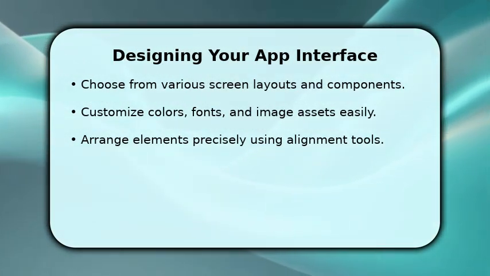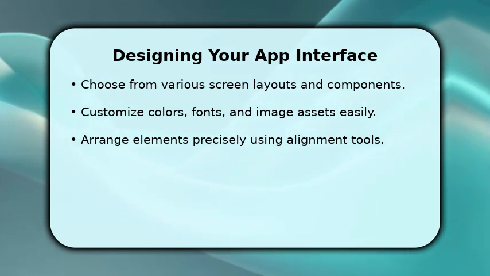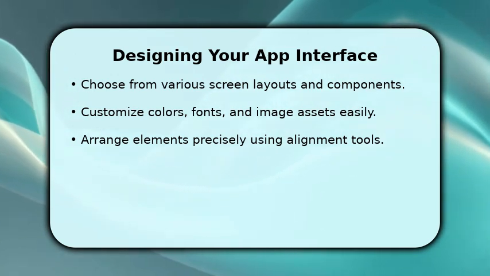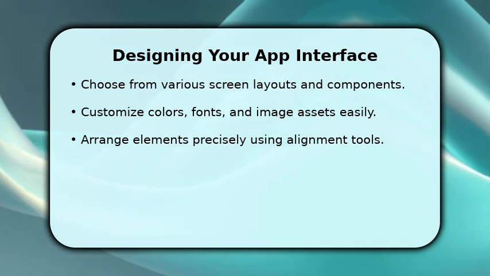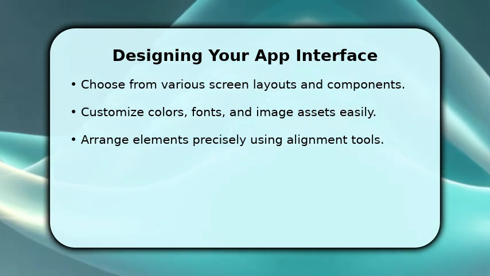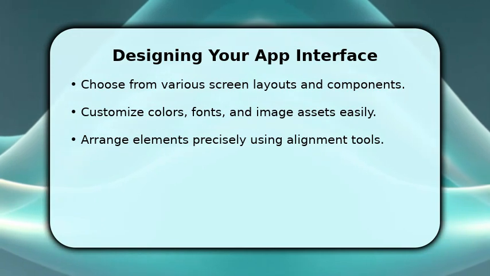On the left, you'll find a palette of components like buttons, text inputs, and images. Drag and drop these onto your screen. Use the Properties panel on the right to customize their appearance, including colors, fonts, and sizes. Experiment with different layouts to create an intuitive and visually appealing experience for your users.